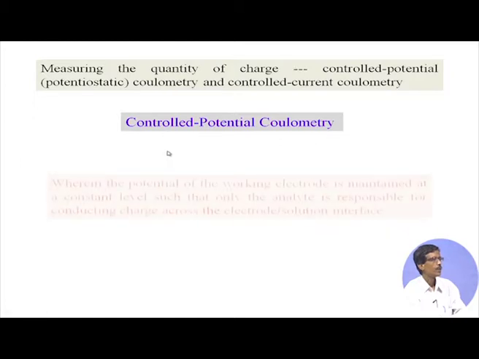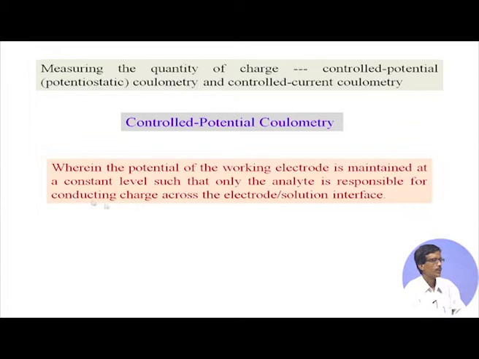So, the first technique is controlled potential coulometry, where the potential at the working electrode is maintained at a constant level. That means, whatever we have seen, whether you have a plus 0.1 volt of potential or minus 0.6 volt of potential for two different analytes, for two different metal ions to be reduced on the platinum cathode. So, what we see here from this definition is that only the analyte is responsible for conducting charge. So, it is the analyte.